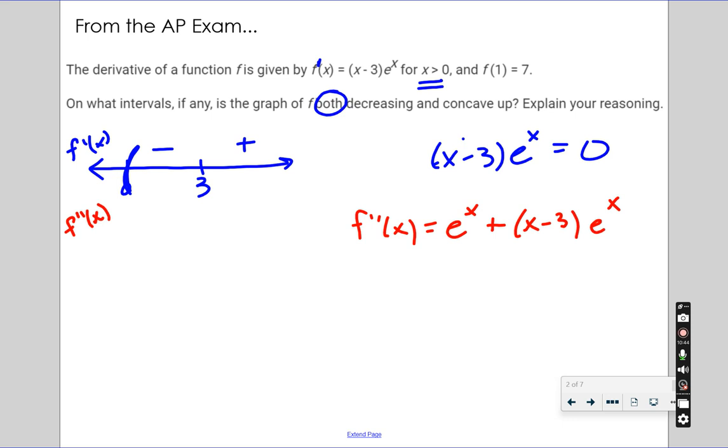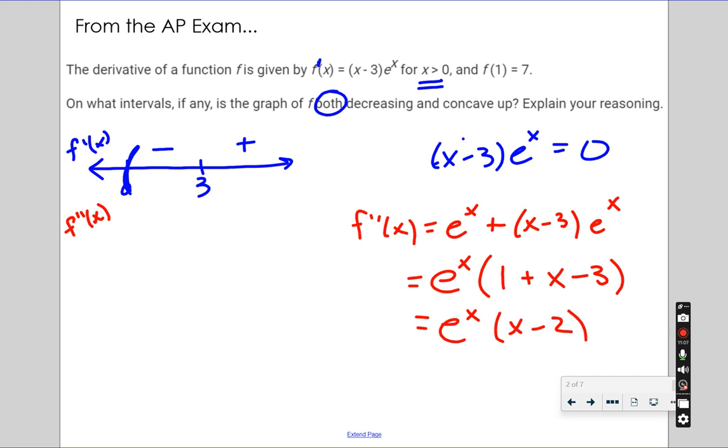Alright, so we may be looking at this like I have no idea how I'm going to set this equal to 0 and solve. But see how we have an e to the x twice? Why don't we factor one out? E to the x, that would give me 1 plus x minus 3. Now I have e to the x times x minus 2. So what's my critical value for the second derivative? 2. Okay, so I'm going to put 2 right here.